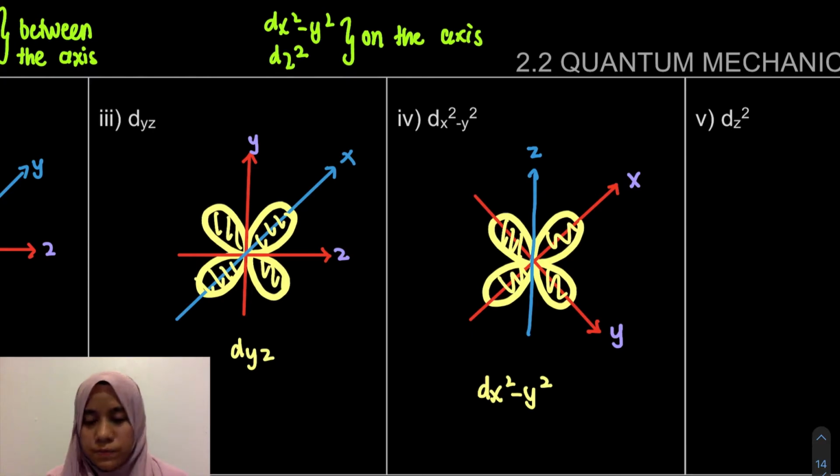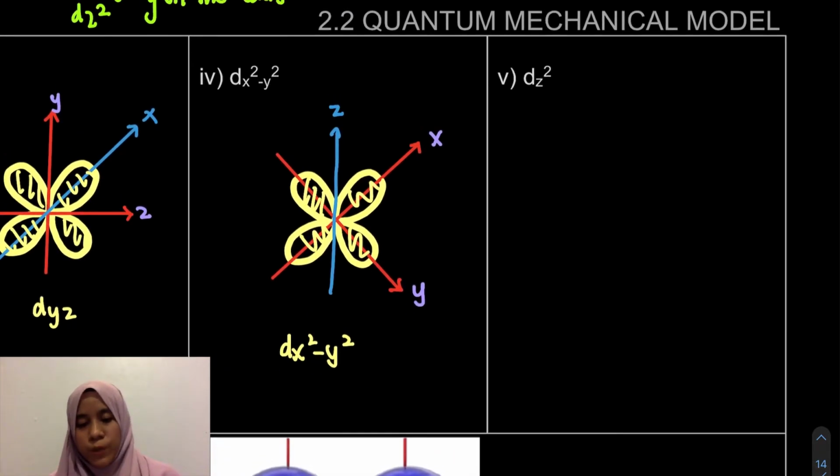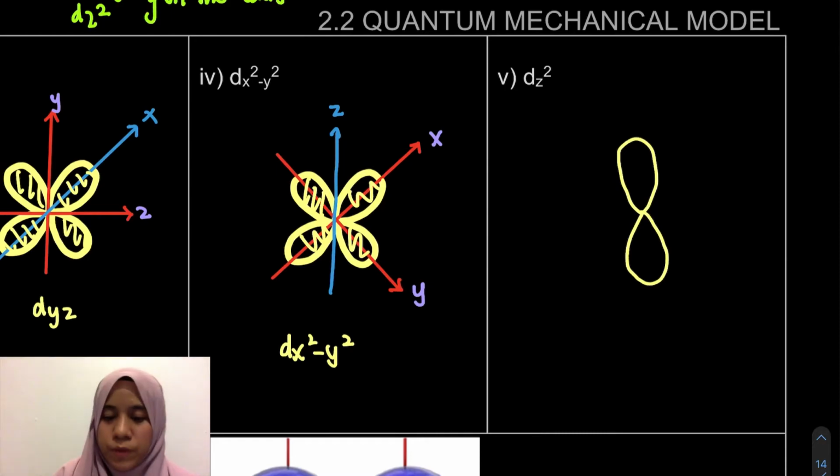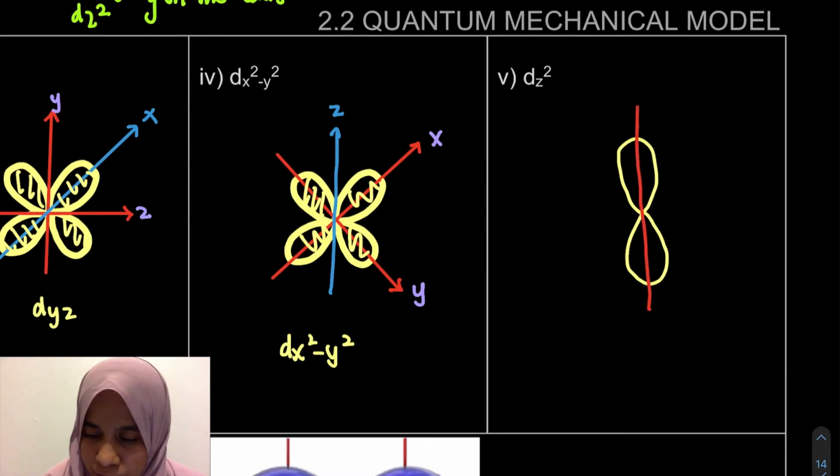Okay, so last but not least, dz squared. Dz squared ni ada lain sikit tau. Okay, so contohnya, okay, kamu buat satu, dia macam dumbbell macam ni kan. Buat satu shape. Ni buat satu shape dulu. Okay, buatlah macam dumbbell shape ni. Okay, lepas tu draw lah the axis. So, draw the axis ni is actually on our, kali ni adalah Z.